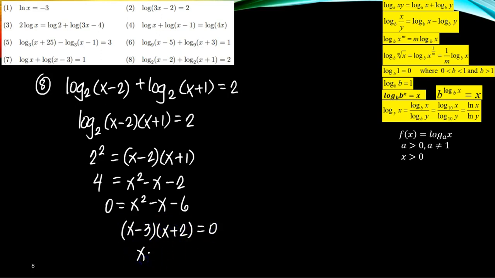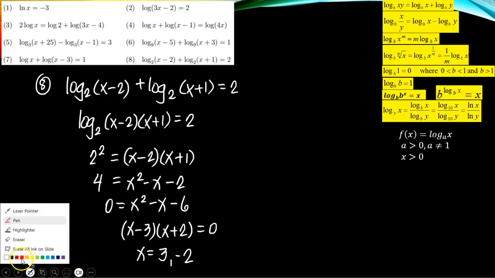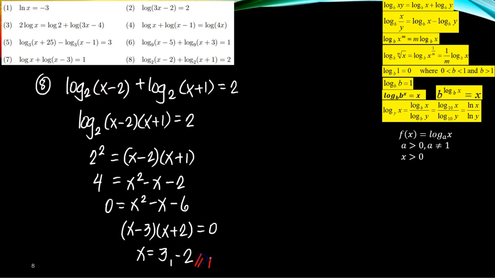Either x is 3 or negative 2. Now looking back, 3 minus 2 gives us 1. The argument could be 1. Yes. And then 3 plus 1 is positive. That's correct. For negative 2, it's already not acceptable. This one is an extraneous root. So the only answer for this is 3.